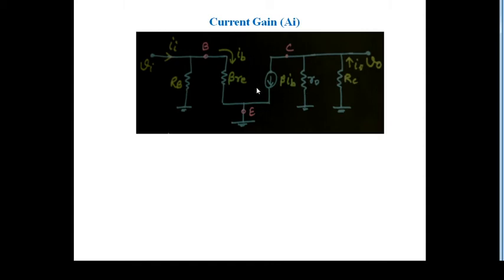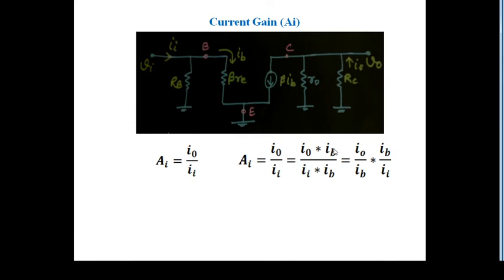Now current gain AI we can write as output current by input current. Now what I am doing is multiplying this numerator and denominator with IB. In the upper one we are multiplying with IB and in the lower one we are also multiplying with IB, meaning multiplying I naught with IB and Ii with IB, numerator and denominator both multiplied by IB. So it will give I naught by I naught IB.